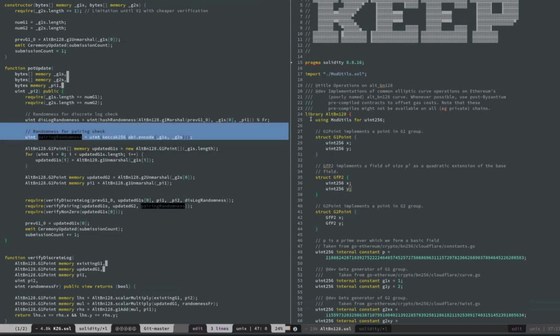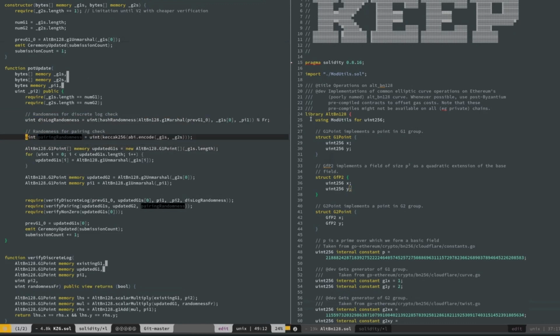All right, let's keep going. Got some randomness over here. I'm not sure how important it is that those particular elements are used as input to the randomness, but maybe we'll see that later when we go through the verification functions.